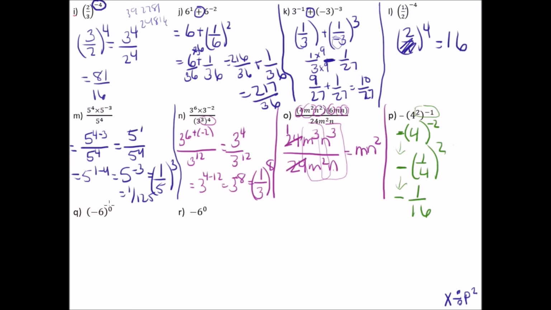Okay, Q and R. This 0 is connected to the entire bracket, so the entire bracket goes to 1. Now R, this 0 is only connected to the 6, so bring down the negative sign, and this 6 goes to 1.